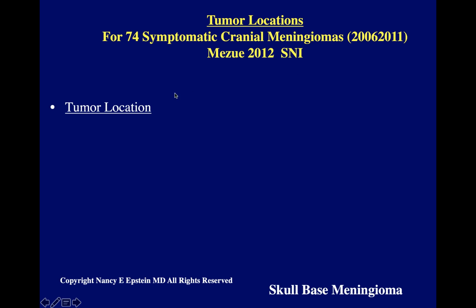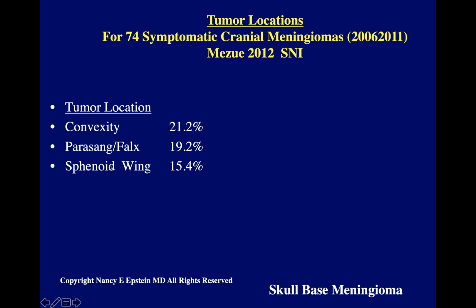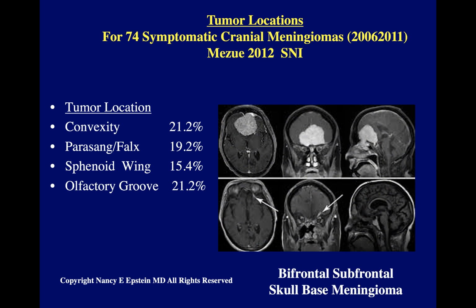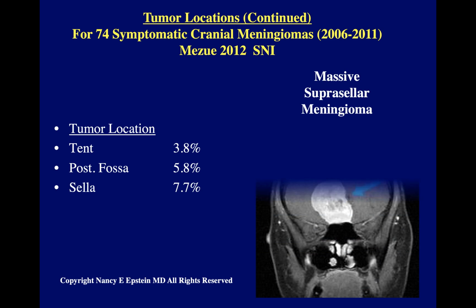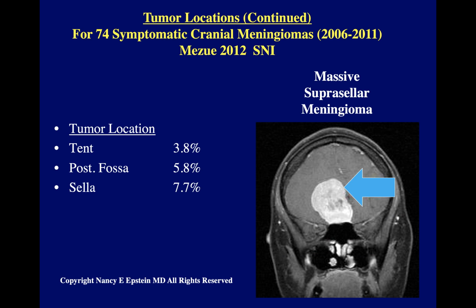series. The tumor locations: the convexity, parasagittal and falx regions, sphenoid wing, olfactory groove, and here is a bifrontal subfrontal skull-based meningioma seen on a T1 enhanced study, bilaterally subfrontal on the coronal image, and seen on the midline sagittal lesion image as well. More tumor locations for the series: the tentorium, the posterior fossa, and the sella, and here's a massive suprasellar meningioma that may well have been included in that study.